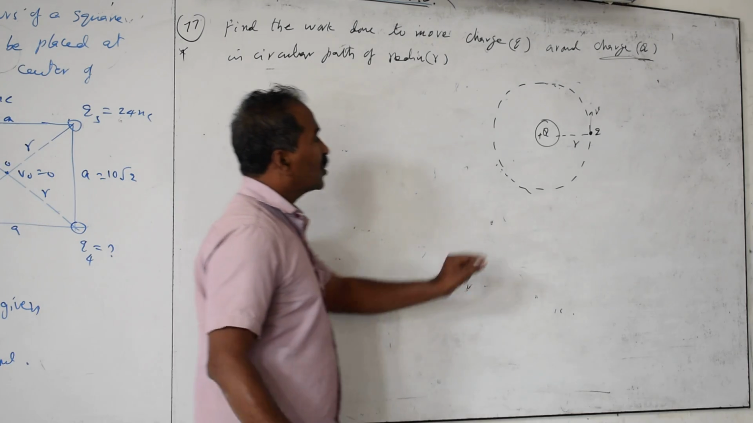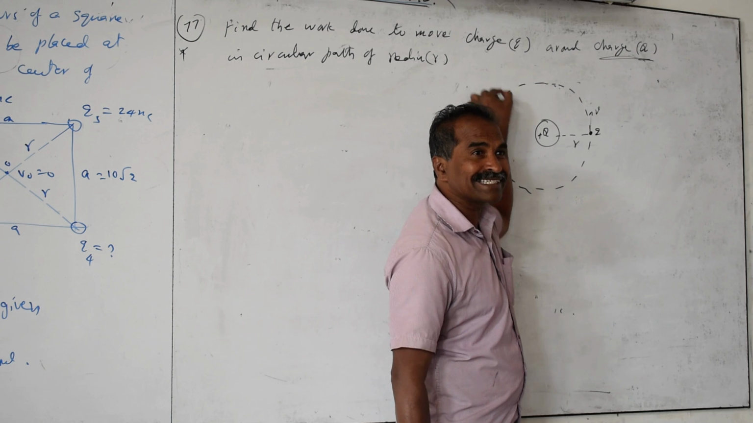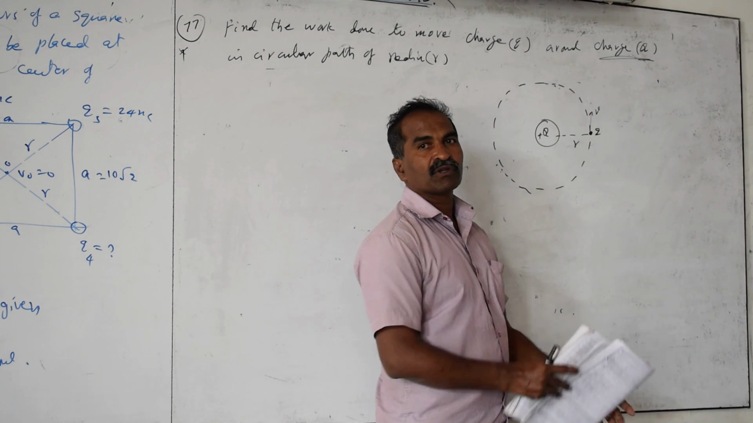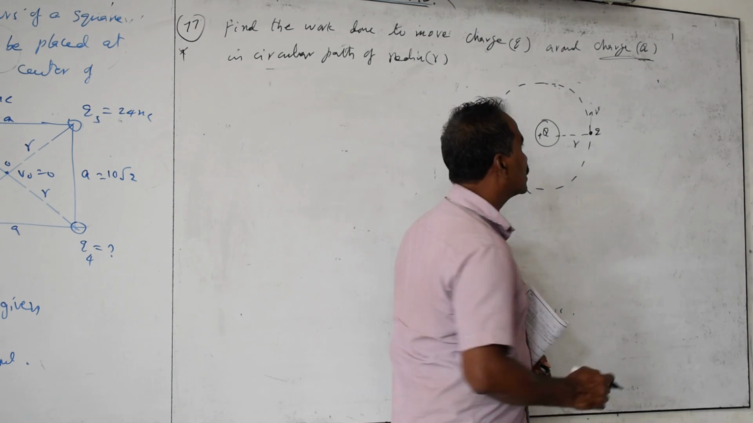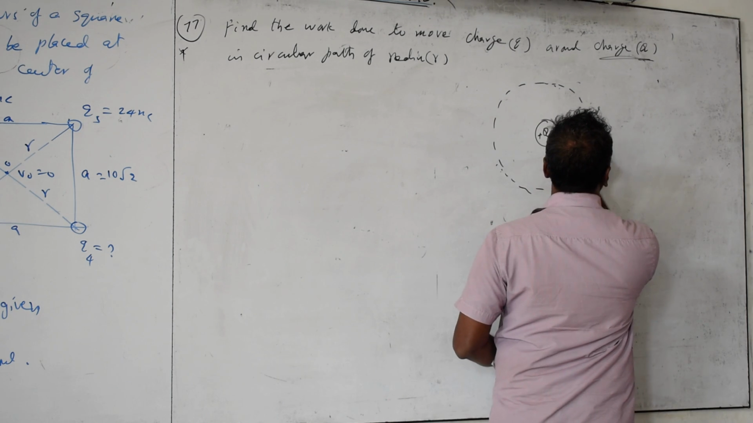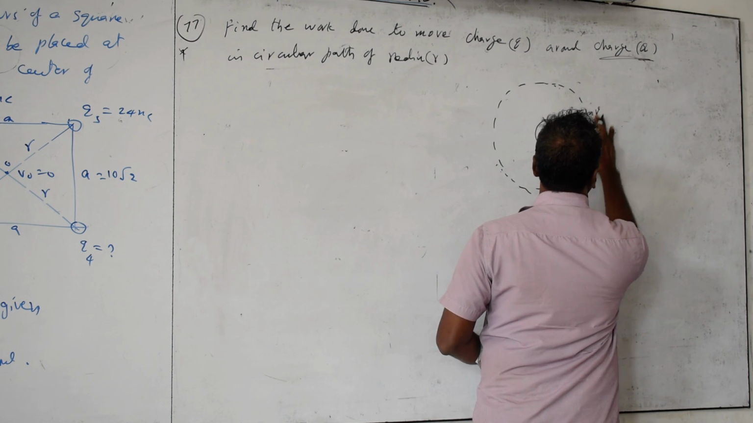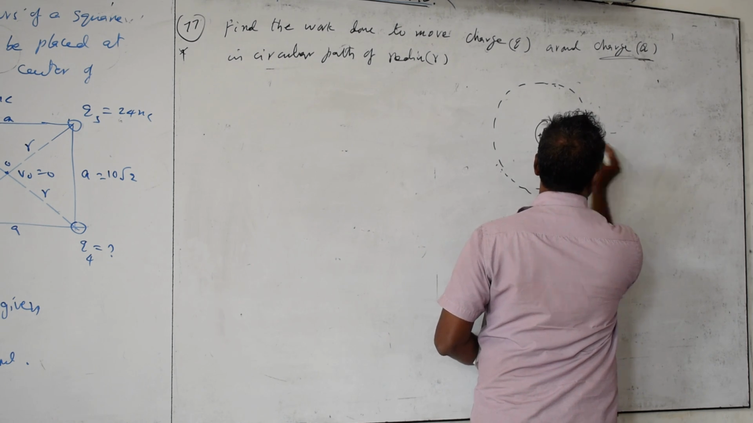That means you are going from one point to another point. Everywhere the potential is the same. What is the potential difference? 0. When V is 0, the work done is 0. That is one way. The other way is the electric field. The electric field is always perpendicular to the direction of motion. If there is a positive charge, the field is directed away, radial. Electric field is radial.